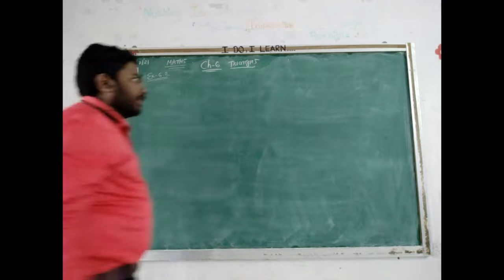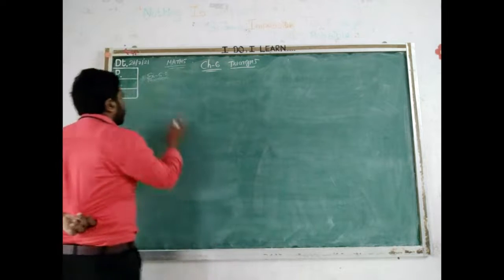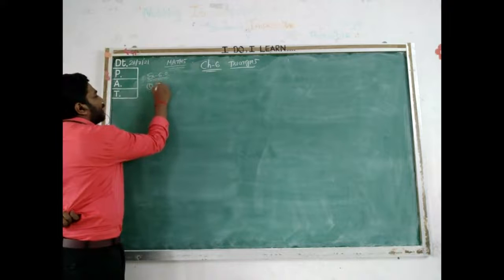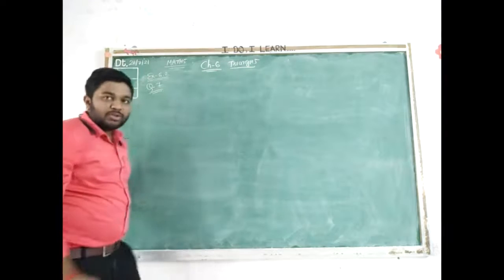Now, let's do this. Question number 7. Using theorem 6.1, prove that a line drawn through the midpoint of one side of a triangle parallel to another side bisects the third side. What we have to do? That was the midpoint theorem, which we had learned in the last standard, and we have to prove it using this theorem.